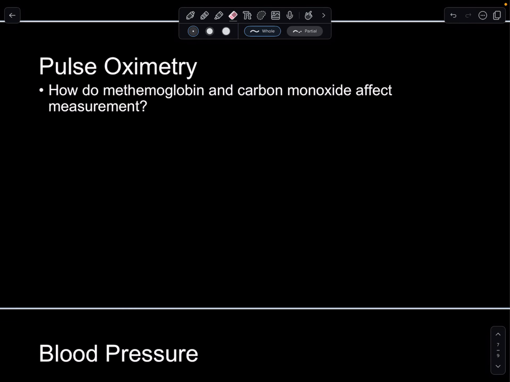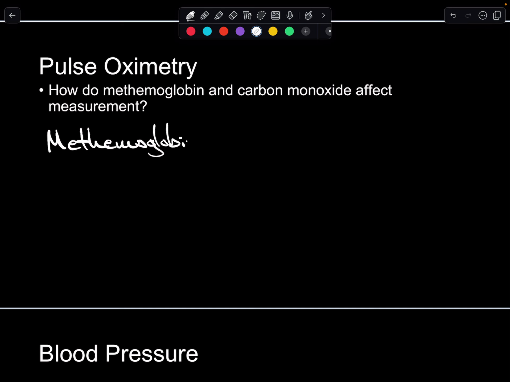So how do methemoglobin and carbon monoxide affect the SpO2 measurement? So methemoglobin is going to produce an SpO2 reading of about 85%, regardless of their actual oxygenation status. So if a patient has a normal oxygenation level around 95%, then it's going to read falsely low because it's still going to read 85%. However, if they're hypoxic below 85%, then it's going to read falsely high because it'll still read 85%.